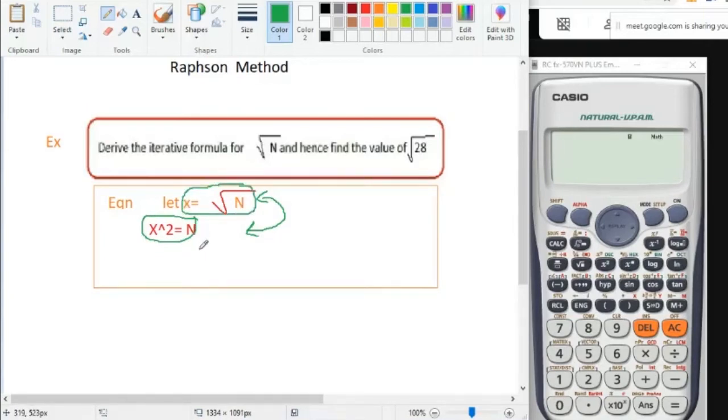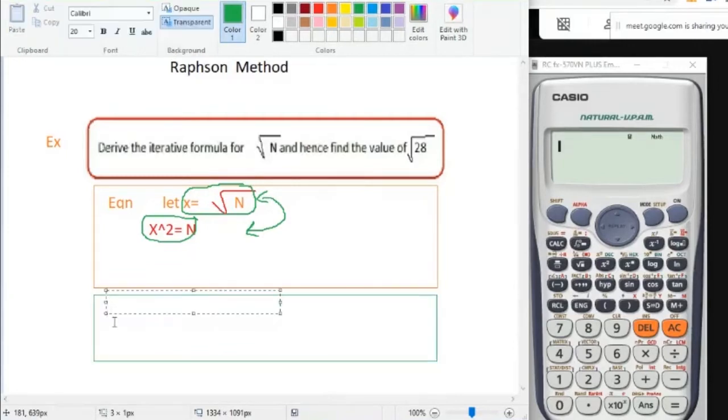Okay, now step one for me. Try to start now. I hope you remember the way. Step one, what should I do? Step one, I will make only one side of the equation. When you make it one side, it will become what? x to the power 2, minus n, equals 0, you're right.